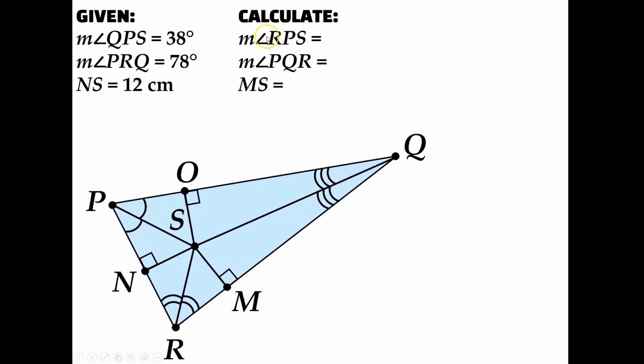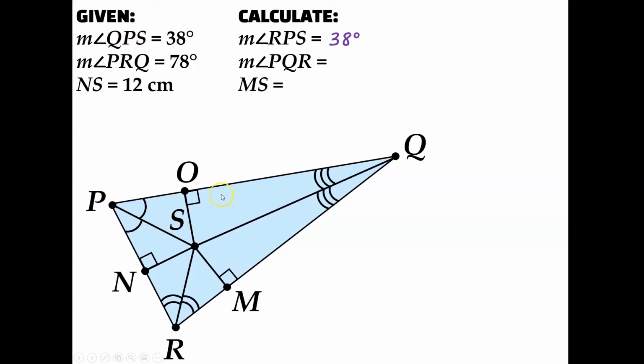So let's take a look and see if we can solve for the missing angles and the missing segment length. First we want RPS. RPS, that's this little angle right here. And we were given that QPS is 38. QPS is this angle. These two angles are marked as congruent because PS is the angle bisector, so RPS must be 38 because QPS was 38.